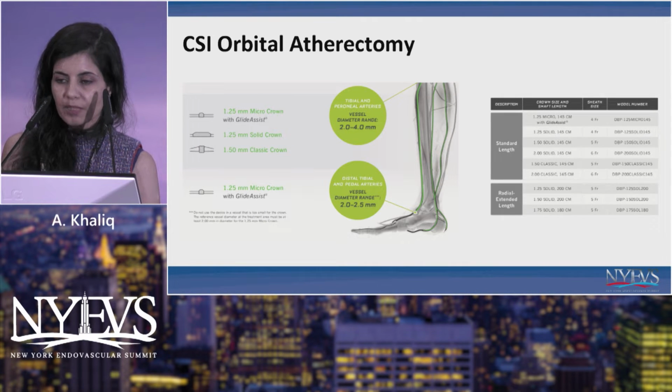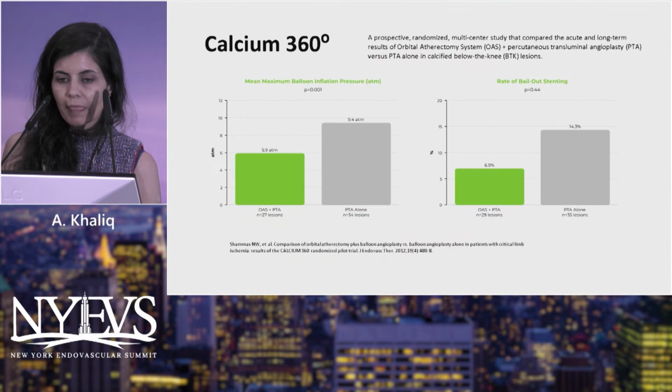So CLI orbital atherectomy. It's actually my preferred choice in the below the knee space, and I'm sure we can later quiz the panelists about their preferred choices. I usually use the 125 microburr, and I have found it to be very easy to use. It's also 4 French compatible, so some of us who do primary pedal access also find it equally useful. Next slide. So this was their below the knee study, which essentially showed that the balloons expanded at lesser pressure, and there was associated less bailout stenting. Next.